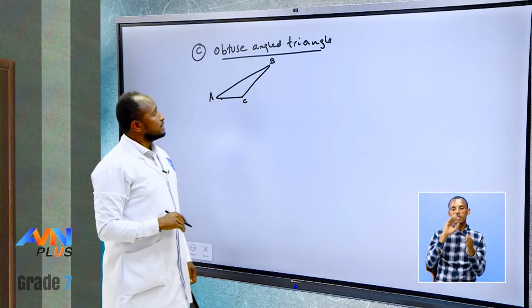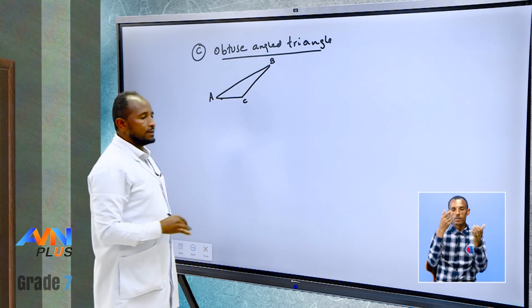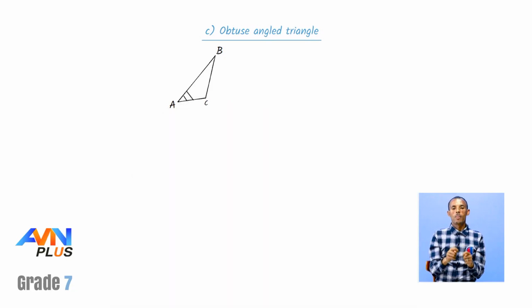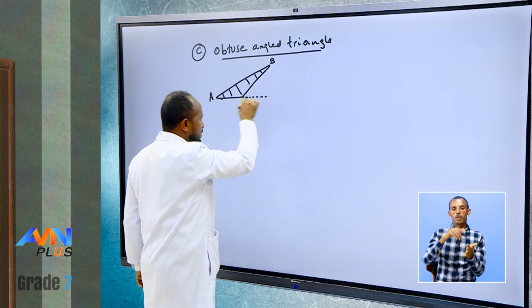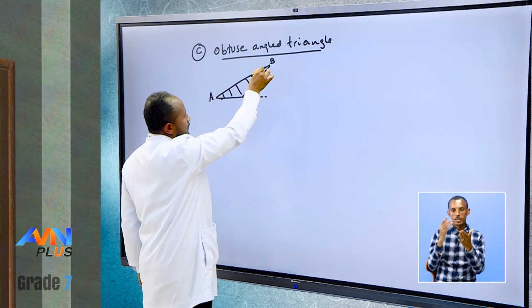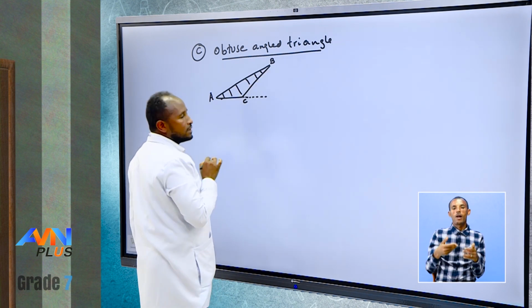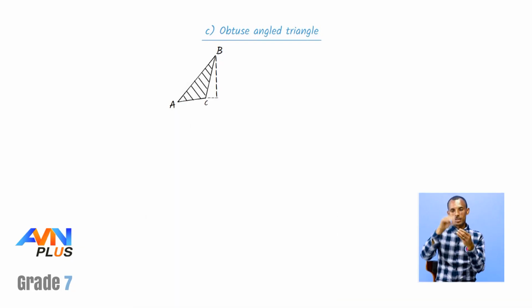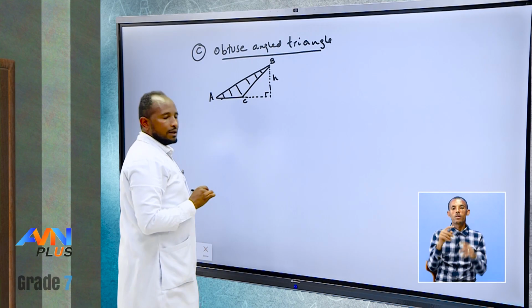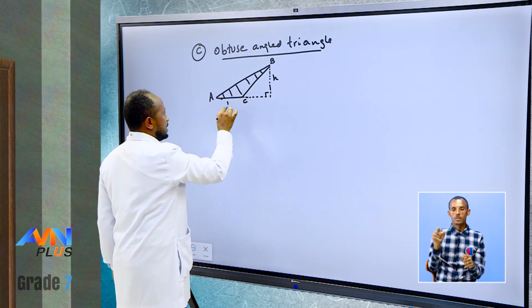To calculate the area of such a triangle, we are asked to calculate this area. To calculate this, draw an altitude from point B to the extension of this side. Since we don't have an altitude in this direction, the altitude would be outside, on the extension of side AC. So this will be the height of the triangle, and this will be the base.